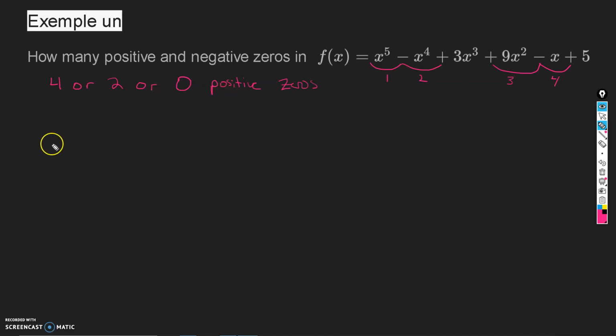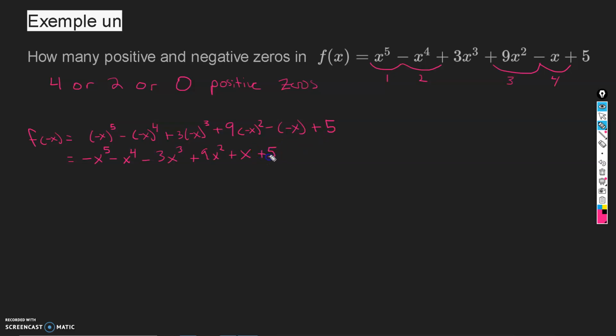Now let's see how many negative there could be. Well, we need to figure out what f of negative x is. f of negative x is just going to be negative x to the 5th minus negative x to the 4th plus 3 times negative x to the 3rd plus 9 times negative x squared minus negative x plus 5. All that to basically say, okay, what are our signs? A negative to an odd power is still going to be negative. A negative to an even power becomes positive, but then we have the subtraction out in front. Negative to an odd power is negative, so this will change. Negative to an even power is positive. And a negative, that changes.